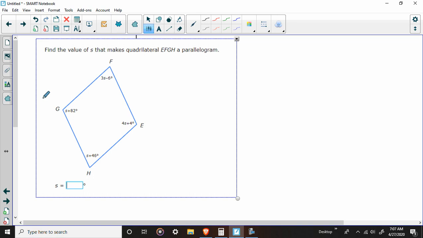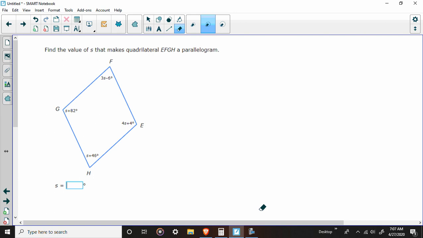Again, here, whatever value of s makes this true is going to make everything true. So I would take a real quick look at this and say, which one of these is easier to deal with? Do I want to deal with these two being congruent, or these two being congruent? I'm going to say these two. In fact, it really doesn't matter. You can use either set. So I'll say 3s minus 6 is equal to s plus 46.